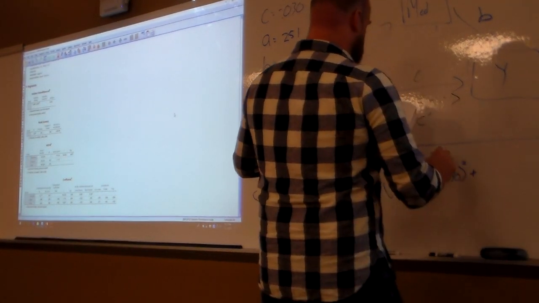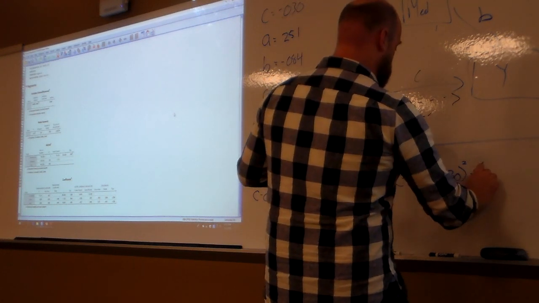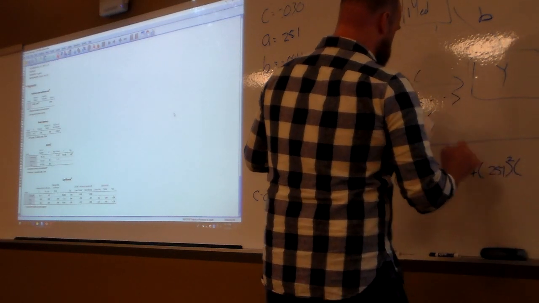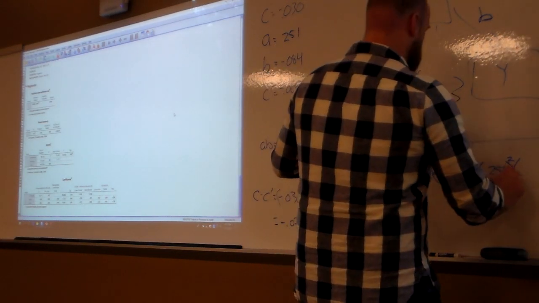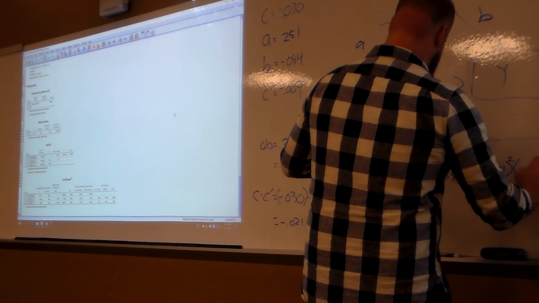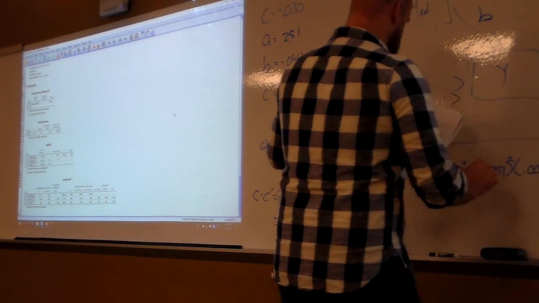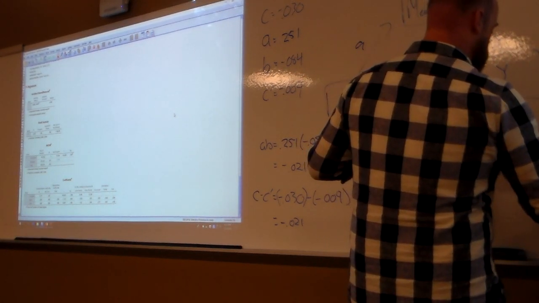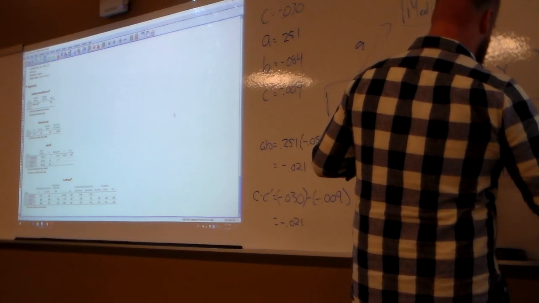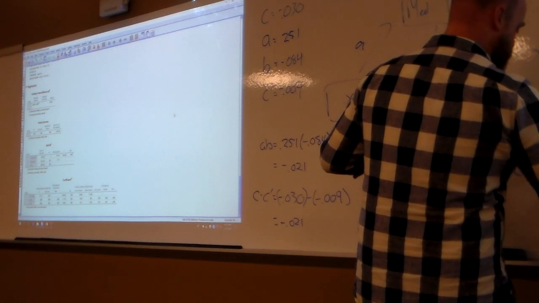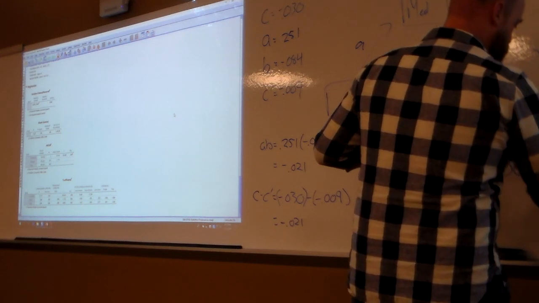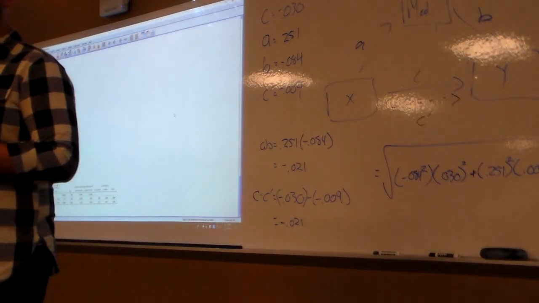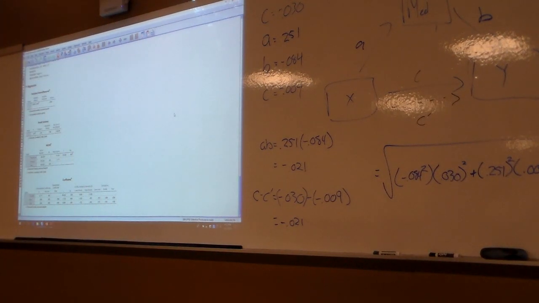So I've got that plus my A path, 0.251 squared, times the standard error for path B, 0.009 squared, minus 0.030 squared times 0.009 squared. Okay. You see where I'm getting these numbers from?